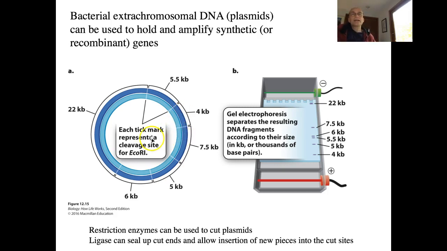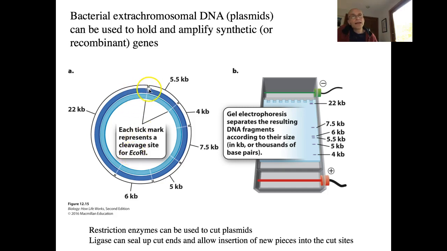So why is that on here, and what does it have to do with gel electrophoresis? Well, these plasmids, when you cut them, they have restriction sites, right? They're made of DNA, so you just need the right enzyme in order to cut the DNA of these plasmids. And this is an example where each tick mark represents a cleavage site or a cut site for the enzyme EcoRI. So that's one of those enzymes that can be used.